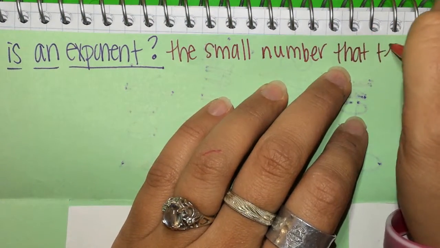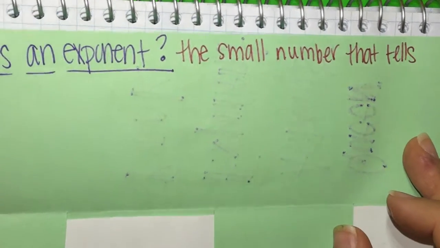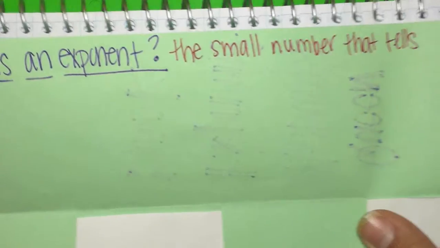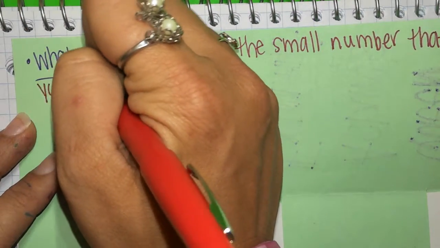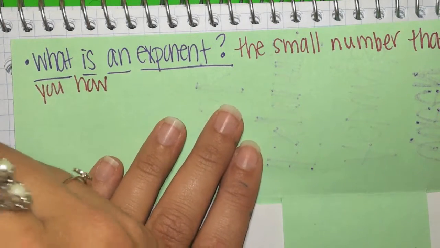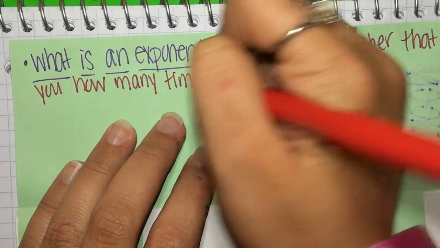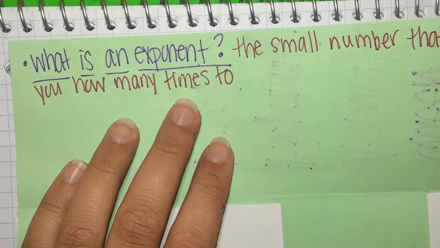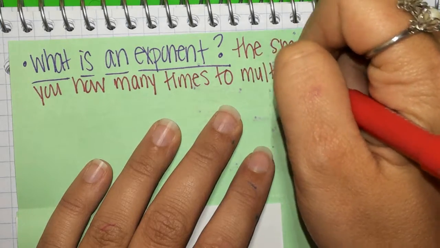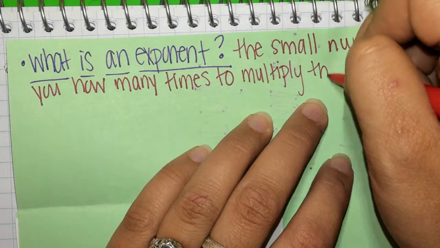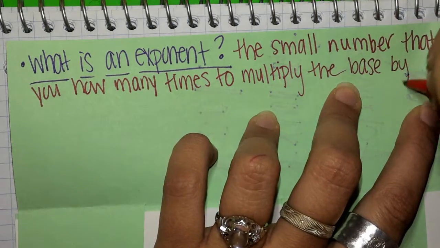That tells you how many times to multiply the base by itself.